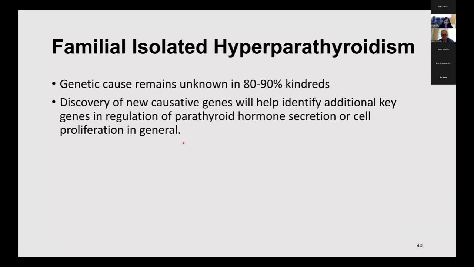And then, in the end, there's always this idiopathic familial hyperparathyroidism where the genetic cause remains unknown. And I want to point out that in almost 80 to 90% of these families, the genetic cause remains unknown. And discovery of new causative genes will help us identify additional key genes that regulate PTH secretion or cell proliferation in the parathyroid gland or in general.